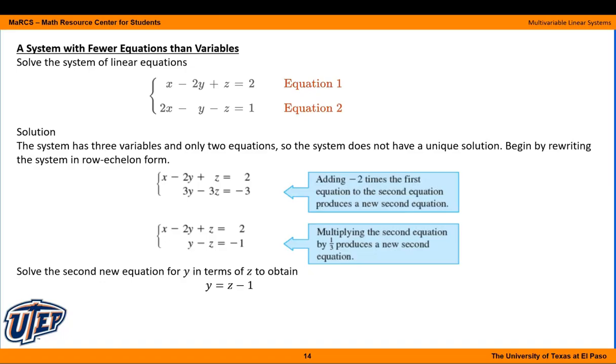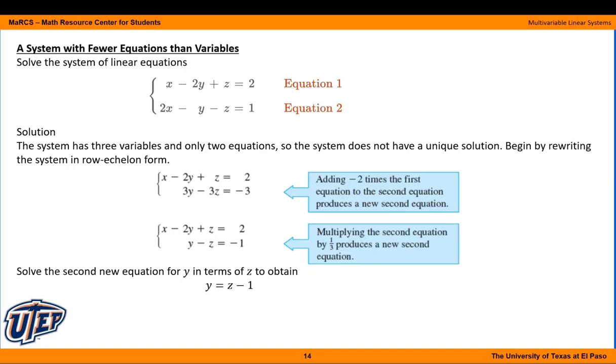This system contains 3 variables but only 2 equations. Because there are fewer equations than variables, we should not expect a unique solution. First, we convert the system into row echelon form. After elimination, we obtain y minus z is equal to minus 1.